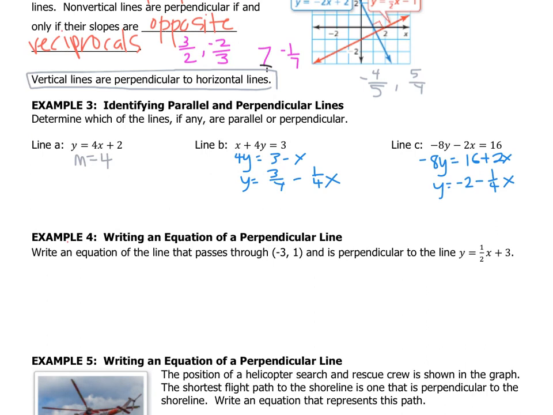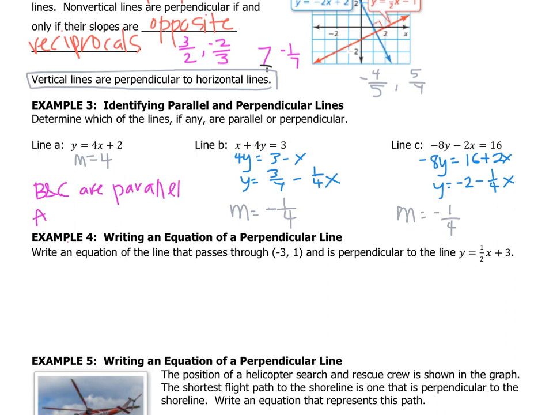Alright, so I did that and moved everything away from the y, and now what I have is that line B has a slope of negative 1/4, and line C also has a slope of negative 1/4. So I didn't really leave any room for myself to write the answer, but the answer goes something like this. B and C are parallel. And they're parallel because they have the same slope.